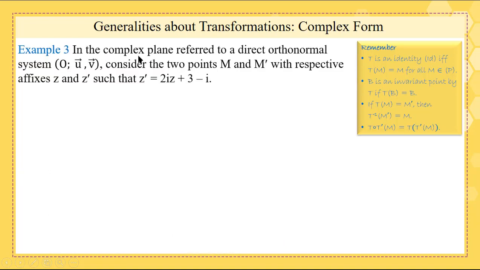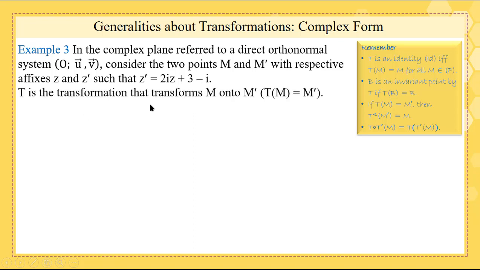Example 3. In the complex plane referred to a direct orthonormal system OUV, consider the points M and M prime with respective affixes Z and Z prime such that Z prime equal to IZ plus 3 minus I. T is the transformation that transforms M onto M prime.